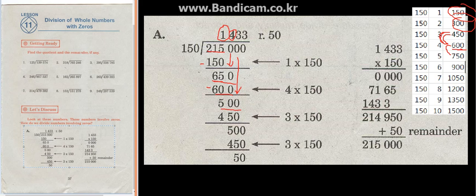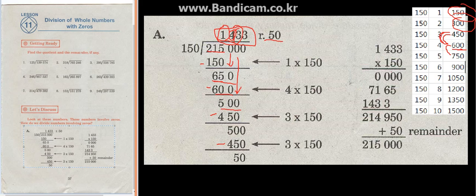So 450 is a multiplication of 3 from 150. So we put down 3. And if we subtract these two numbers, it becomes 50. And with 500, we do it again. We subtract and it becomes 50. And so the answer becomes 1,433 with a remainder of 50.